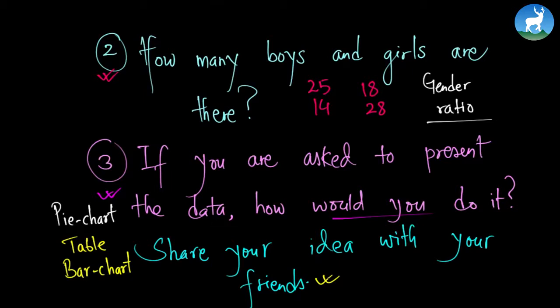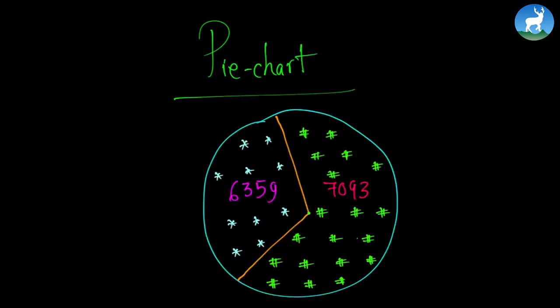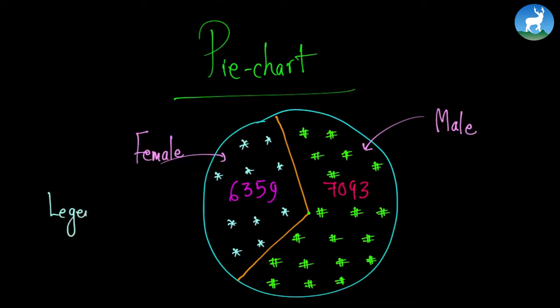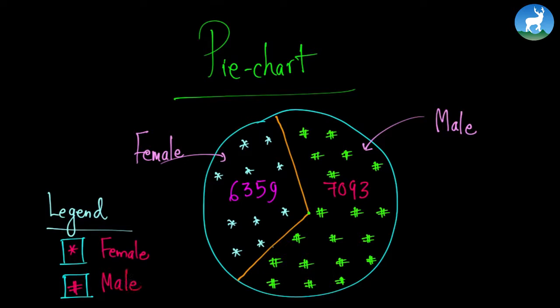Let's start with the pie chart. So I'm going to start with a pie chart. Alright, this is one way of representing the data. This is the male population, while this is the female population of a district. We're going to write something called a legend or index. And in this section, we will draw the same symbols that we have used. So this represents female, while this symbol represents male, right?